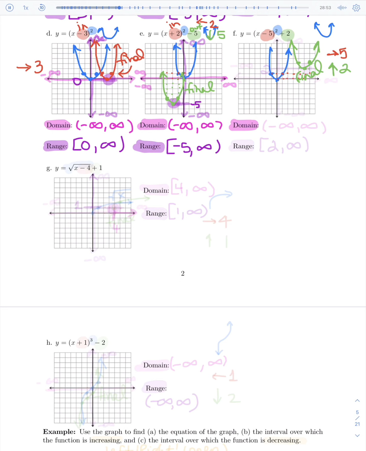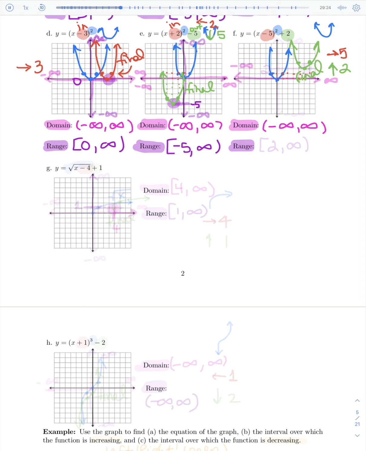Then we can talk about finding our domain and our range. So our domain is going to be from -infinity to positive infinity. Working our way from left to right, it does continue in both directions. So our domain will be negative infinity to positive infinity.